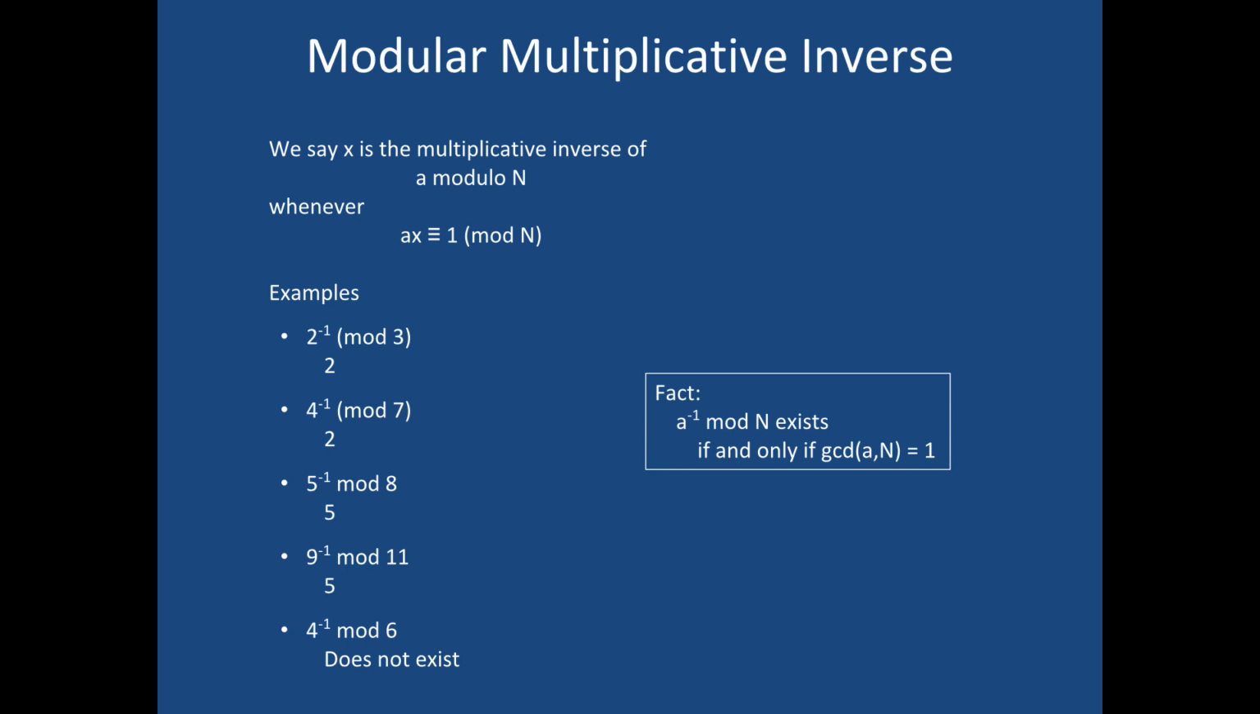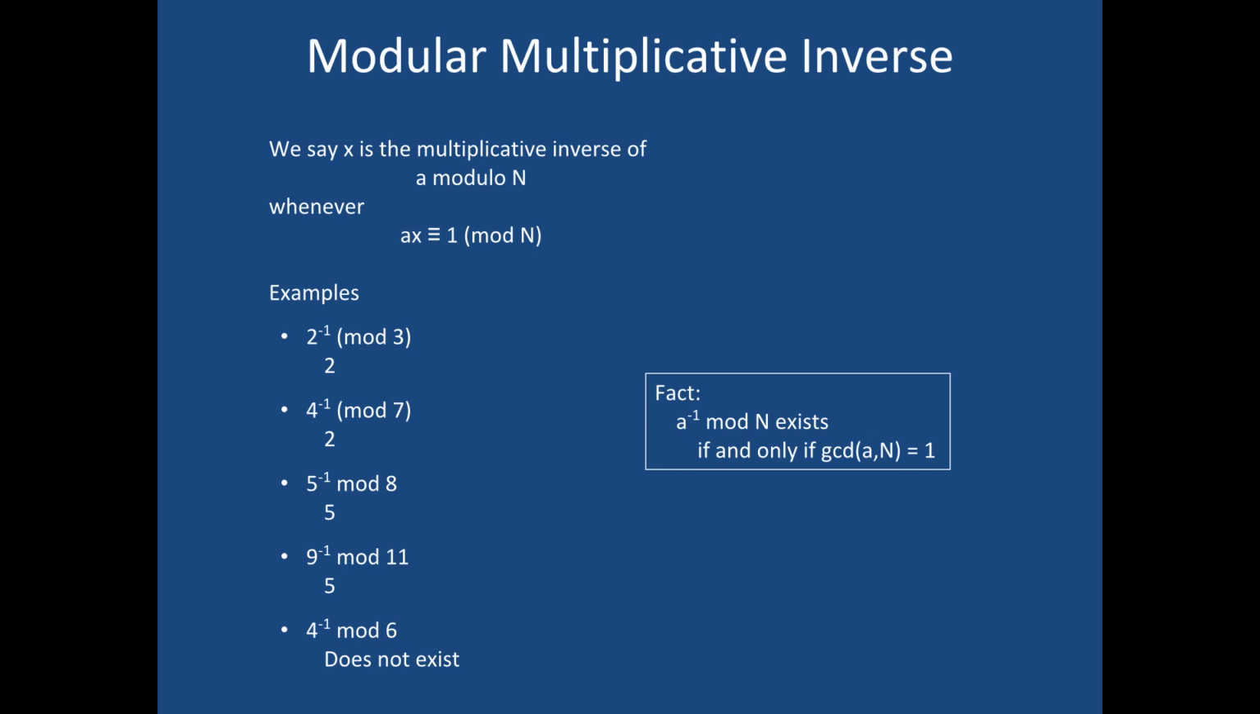4 times 2 is 8. That doesn't work. 4 times 3 is 12. That doesn't work. 4 times 4 is 16. That's not going to work, and so on. 4 times 5 is 20. And you can prove that an inverse exists if and only if A and n are relatively prime, only if their GCD is 1. So you see all of these, 2 and 3, don't have a factor in common. 4 and 7, 5 and 8, 9 and 11. But 4 and 6 do. They have a factor in common, 2. So 4 does not have an inverse mod 6.